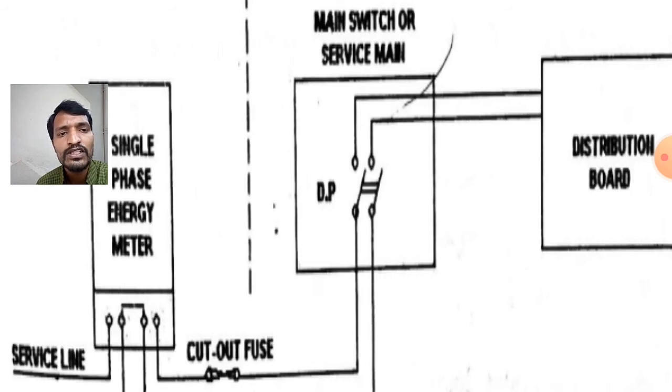This cutout fuse is also useful for enabling or disabling the supply. Enabling means connecting, disabling means disconnecting. This fuse is useful for two purposes. One is to safeguard the energy meter when the consumer draws more current, and the other is to enable or disable the supply if the consumer fails to pay the electricity bill.